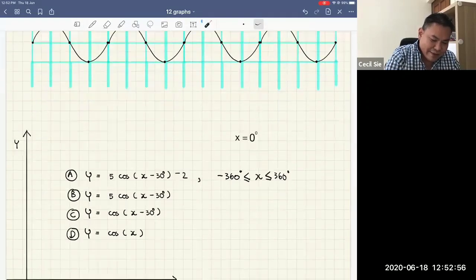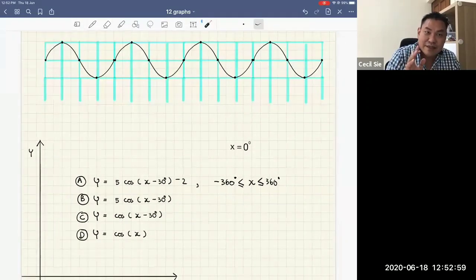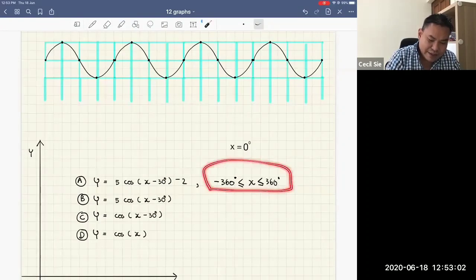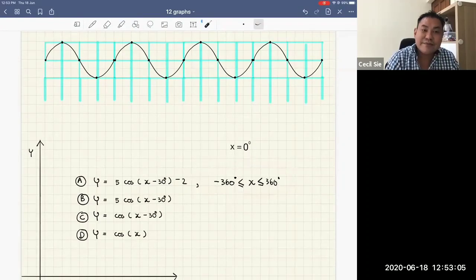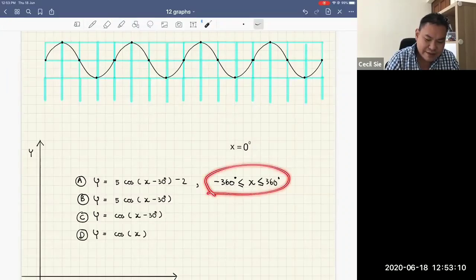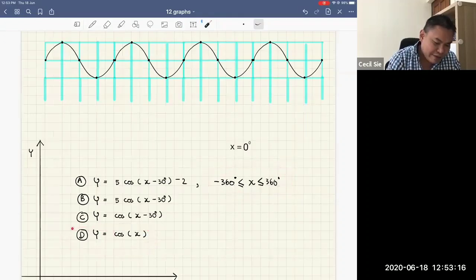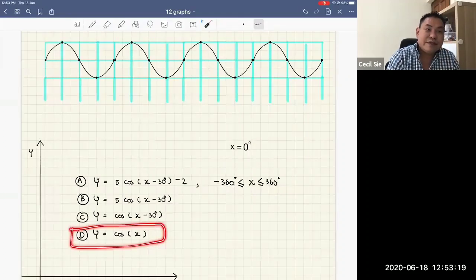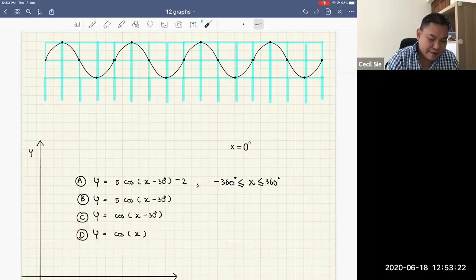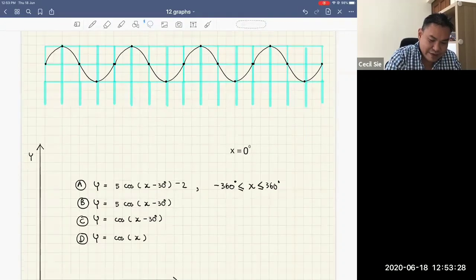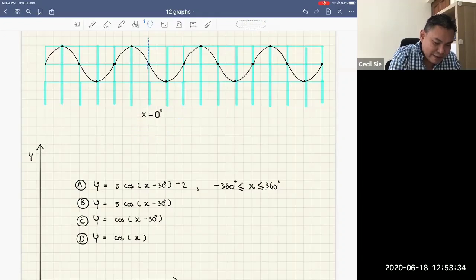Okay. We start from, x is between negative 360 to 360. So from negative 360 to 360. And we draw the simplest one. We draw D. We draw equation D. And it's only y equals to cosine x. Then it will be very, very simple. If you put the x equals to 0, if you put the y-axis here, it will be wrong. So don't put it there.